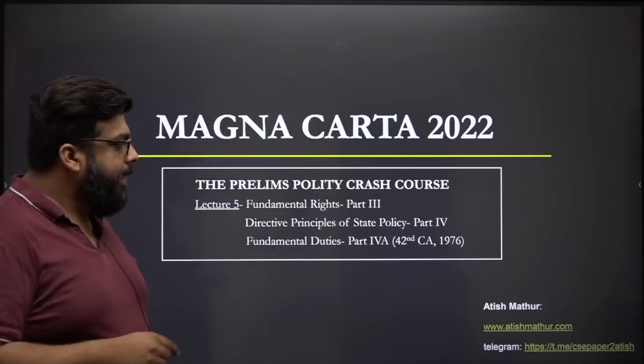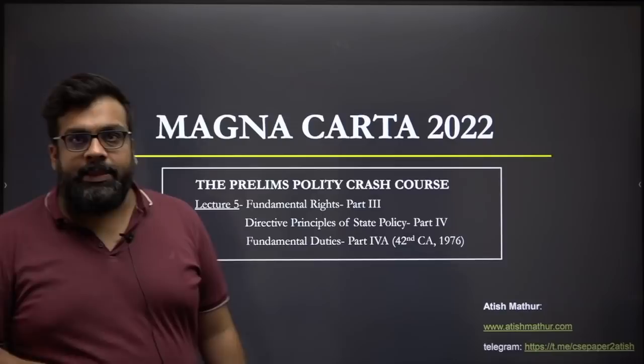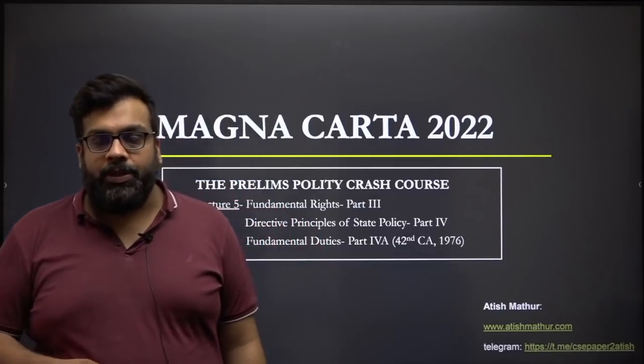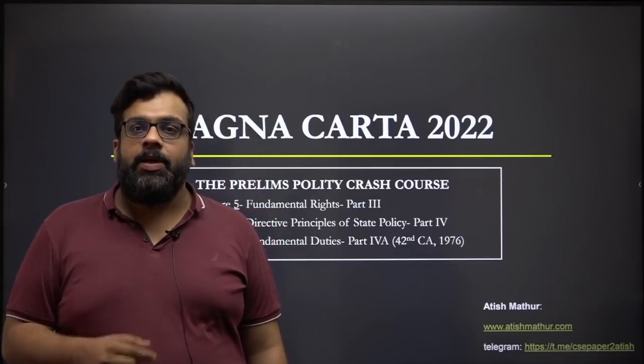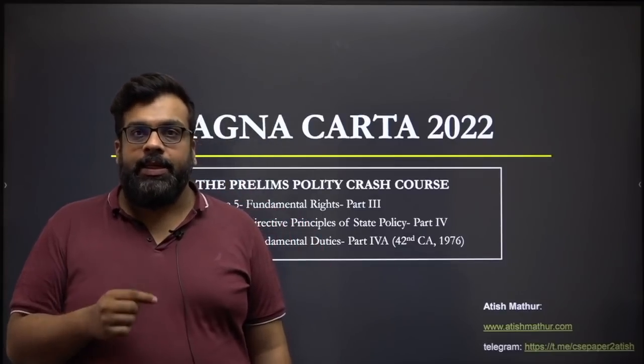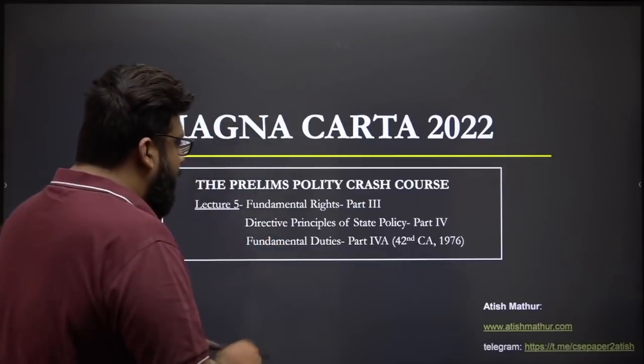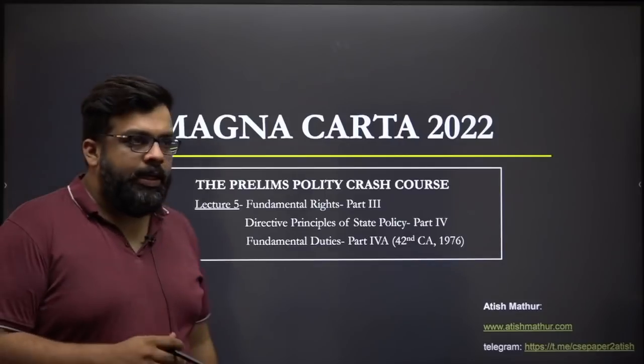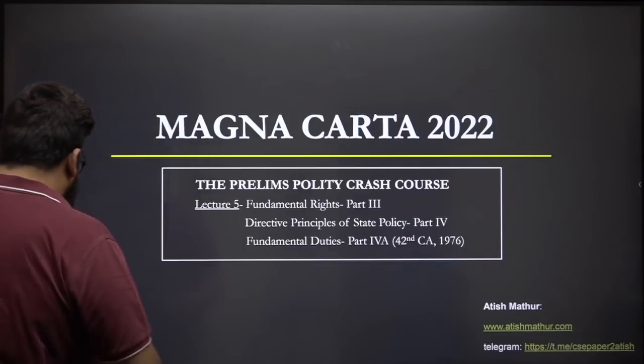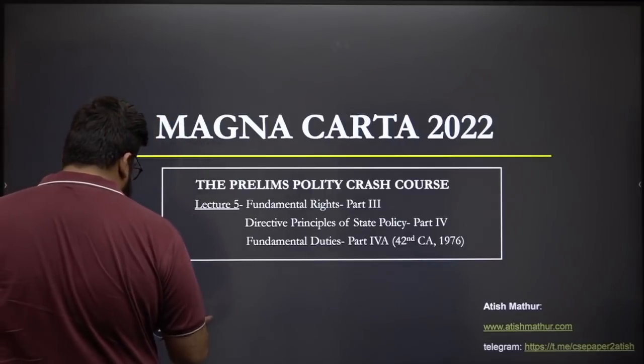The capital letter A signifies that it has been added later to the original text of the Constitution, which is the 42nd Constitutional Amendment of 1976. Now, before we begin with this lecture, there are a few pointers I'd like to share with you, and these pointers are as follows.